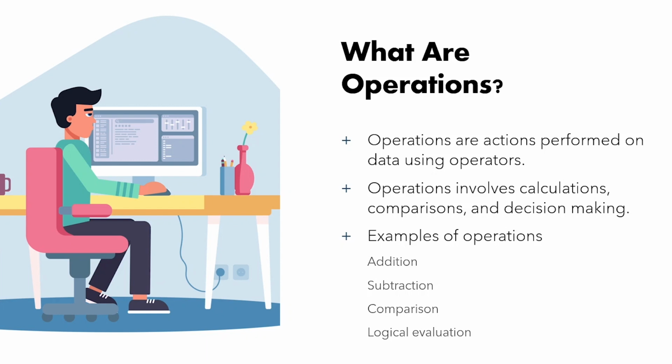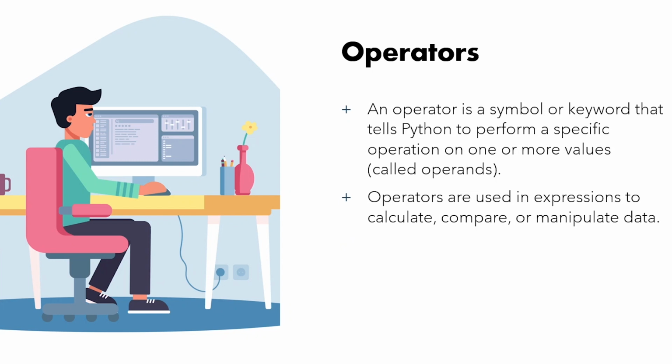For instance, when you add two values together, you are performing an operation. When you compare values, you are performing an operation. And for you to perform an operation, we use what we call operators. So what are operators? An operator is a symbol or keyword that tells Python to perform a specific operation on one or more values. And these values are called operands.